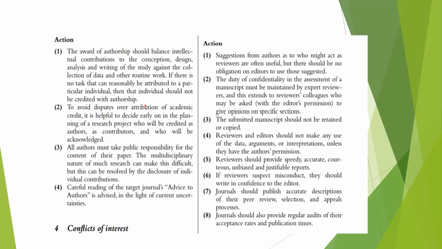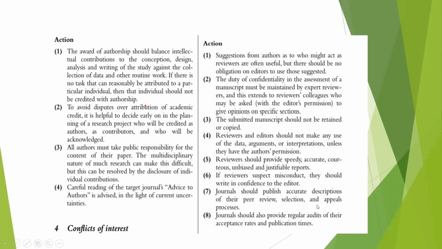The reviewer should provide speedy, accurate, continuous, unbiased, and justifiable reports. If the reviewers suspect misconduct, then they should write in confidence to the editor. Whenever a reviewer is there, special forms are there which the reviewer has to fill in online, and on the side they will share a link with you. In that link, if you found that similar work exists in another paper, or the author has written the same work, the reviewer is not going to tell the researcher directly. It can be told confidentially to the editor, and that space is given to the reviewer.